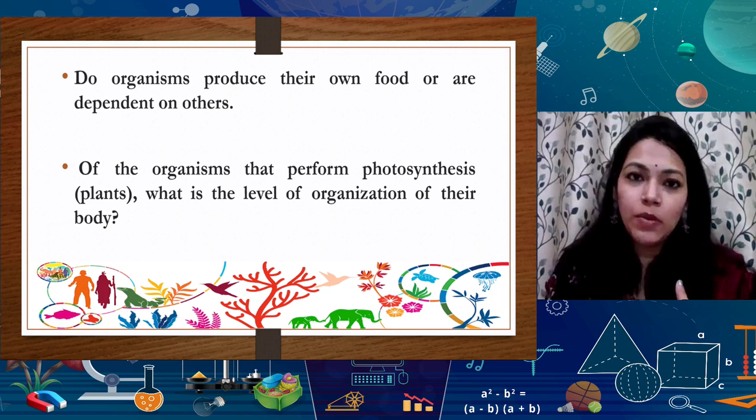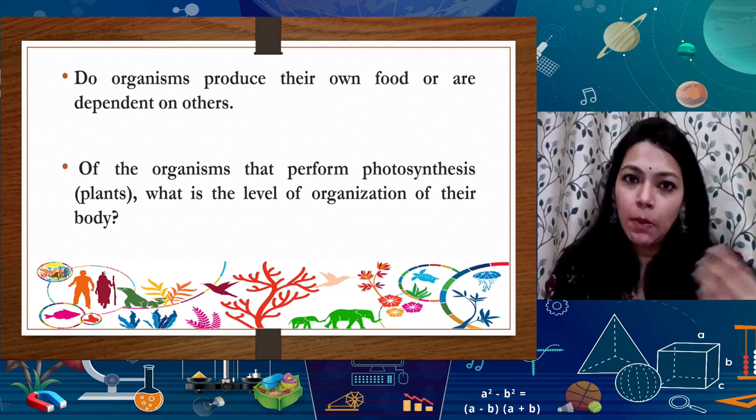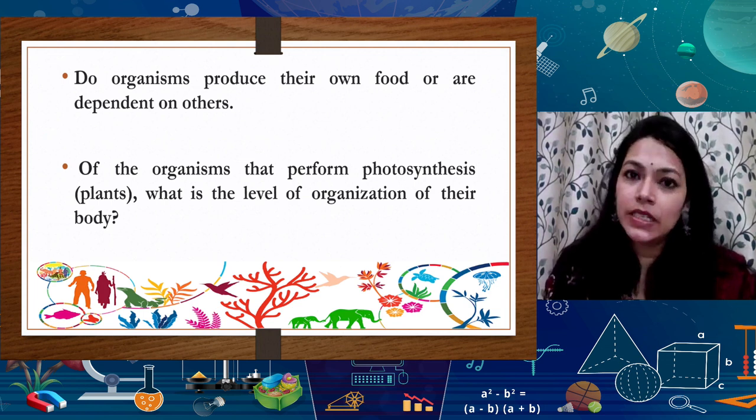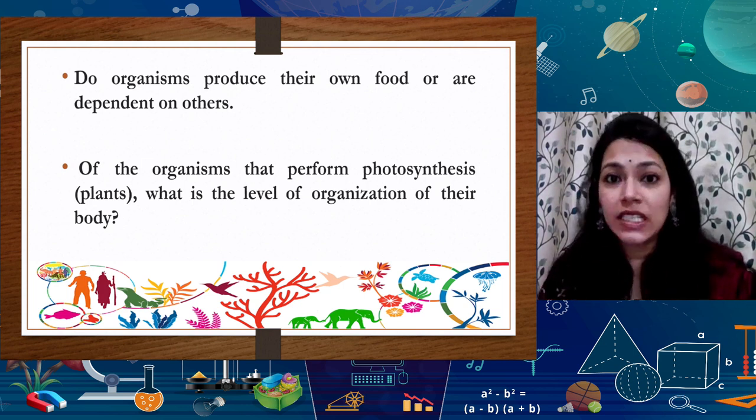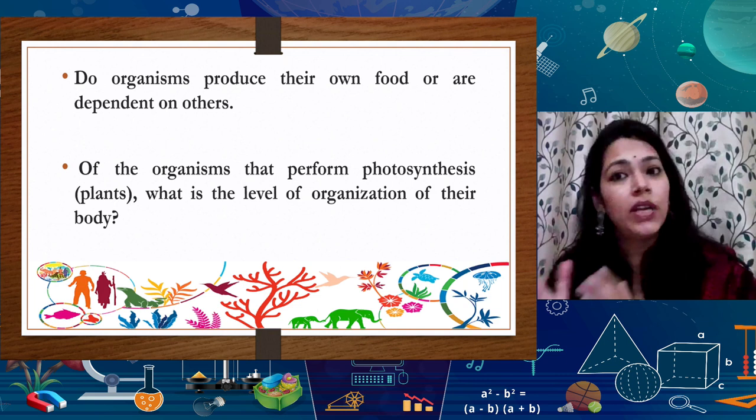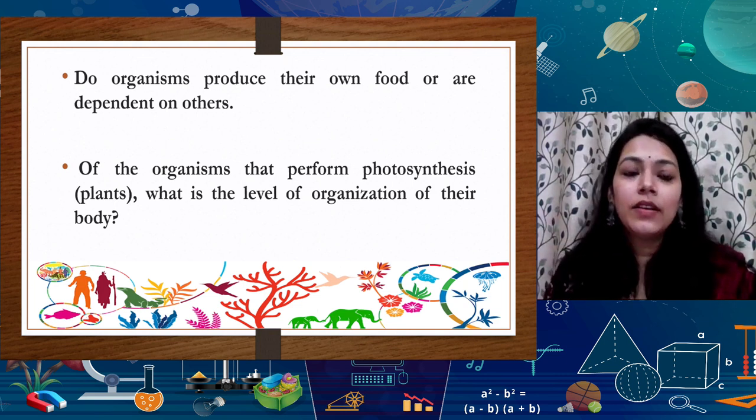For example, we human beings cannot produce food. We are dependent on plants. We have plant sources of food. We have animal sources of food. So this is also one of the important features in defining, grouping and classification, whether you are autotrophic or heterotrophic. Okay, that's quite interesting.